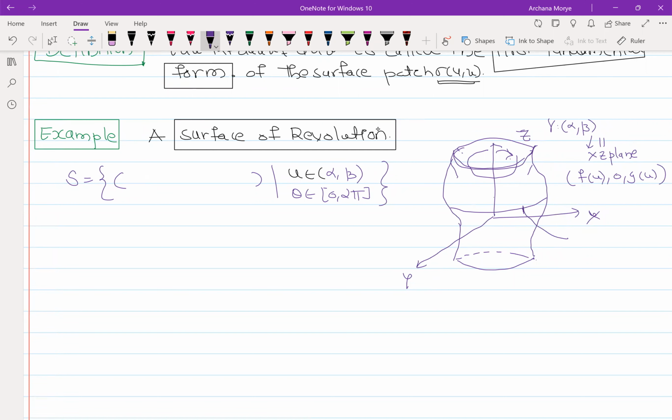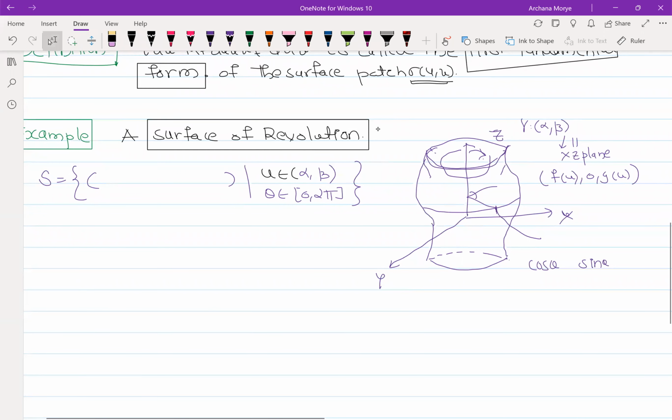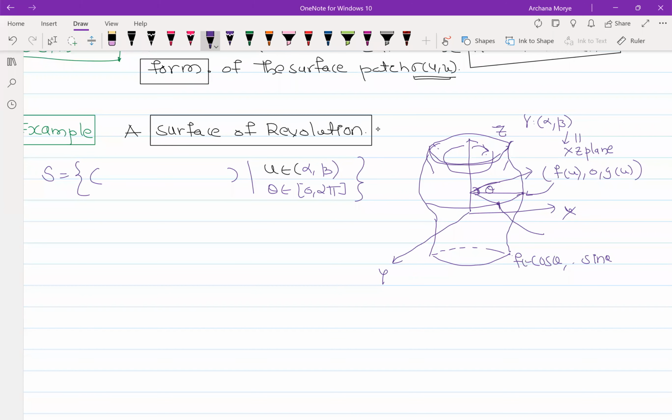I'm taking this angle theta here from the x-axis. We know that whenever the angle is theta, I'll get cos theta and sin theta, right? If I want to find any point on this surface, it will make some angle with the x-axis. If that angle is theta, then the x coordinate will be cos theta, sin theta with some radius. And what will that radius be? The point on the x-axis is f of u, right? So the radius is f of u.